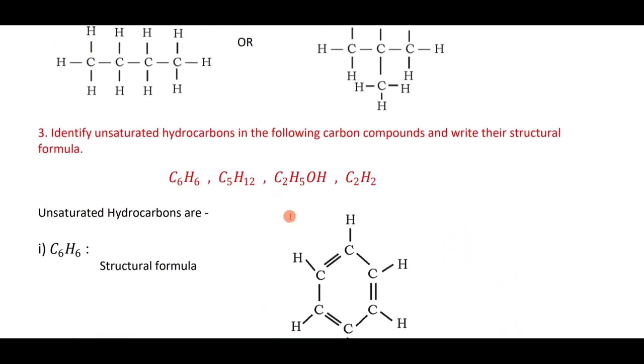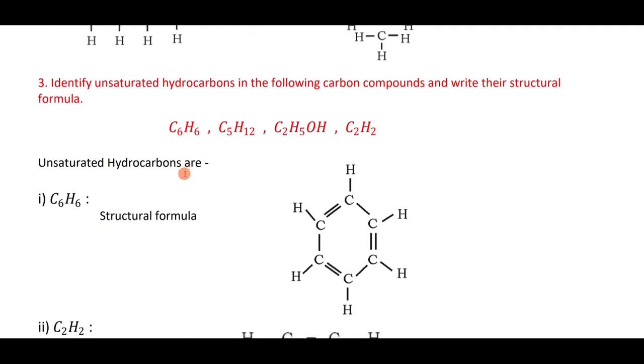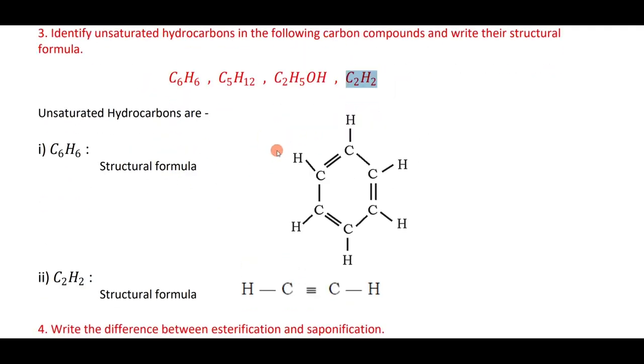Identify unsaturated hydrocarbons in the following carbon compounds and write the structure. It is an unsaturated hydrocarbon because we have double bonds between them. And also the second one is C2H2. It has triple bond. Therefore, the correct answer is C6H6 and C2H2.